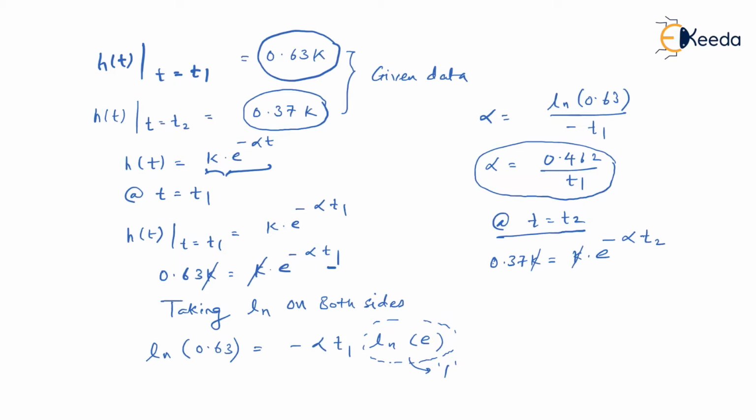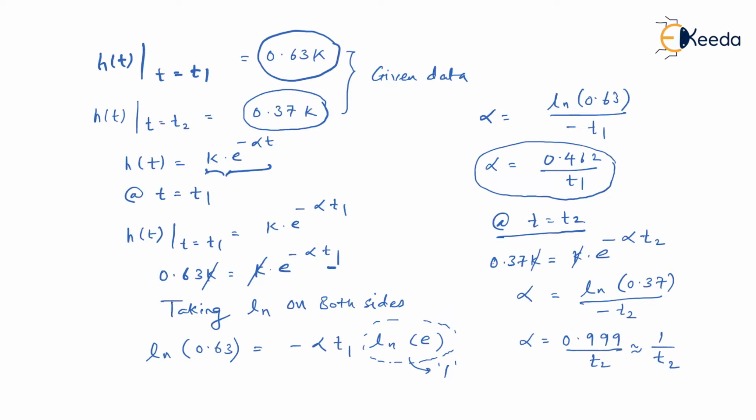By using the same approach, I can write t2 equal to ln of 0.37 divided by minus t2. So here it comes out to be 0.99. On the left hand side there has to be alpha, so I need to correct this. What we have over here is alpha, so alpha equal to 0.999 times t2, in fact divided by t2, so this is nearly equal to 1 upon t2.